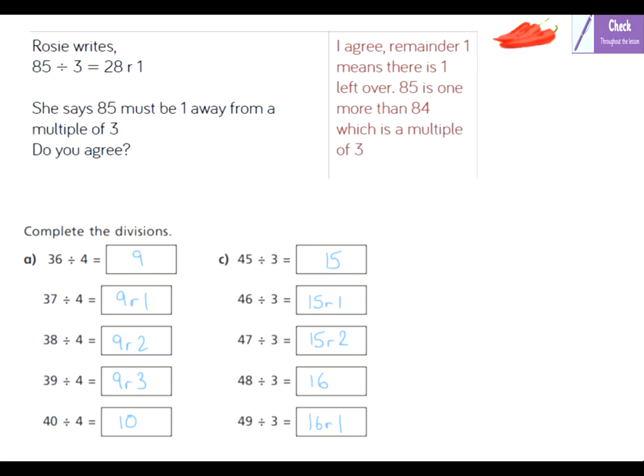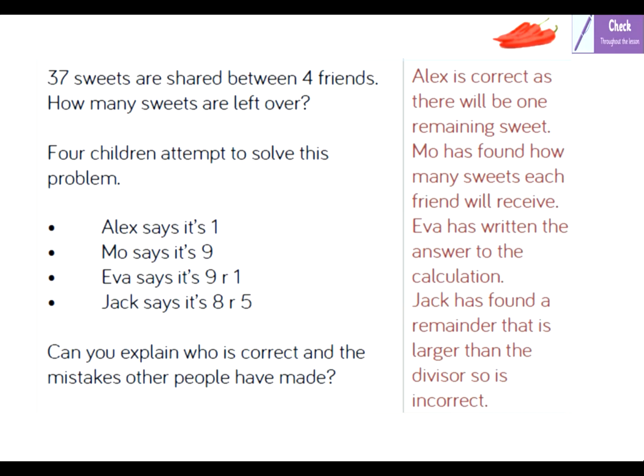Chili 3, here are your answers for the first 2 questions, where it says Rosie, your first question. If you put I agree, remainder 1 means there is 1 left over, 85 is 1 more than 84, which is a multiple of 3. And then here are the answers to the division questions. Pause the video now and mark your answers against these ones. Here's the final answer to your final question. So Alex is correct, as there will be 1 remaining sweet. Mo has found how many sweets each friend will receive. Eva has written the answer to the calculation, and Jack has found a remainder that is larger than the divisor, so it's incorrect.